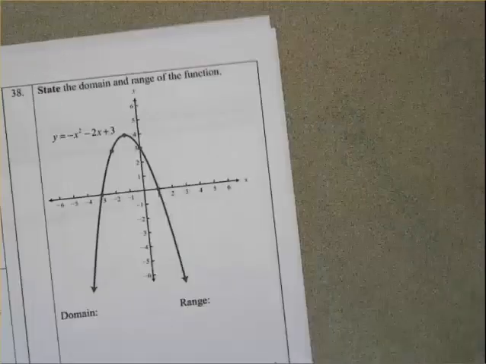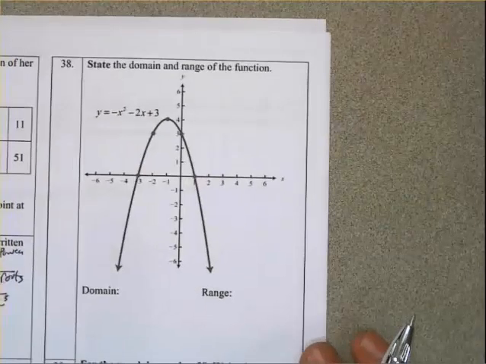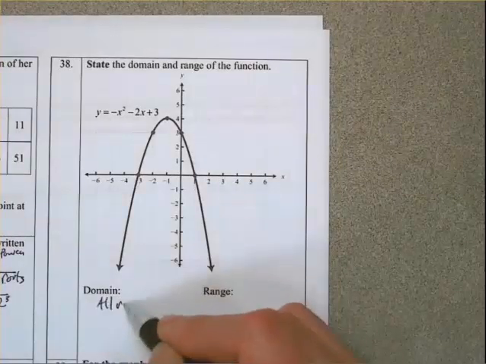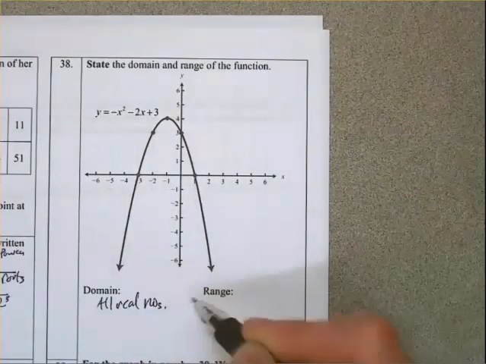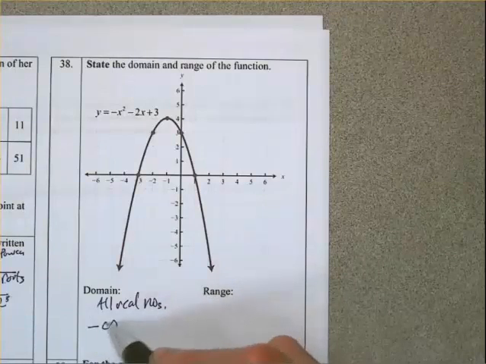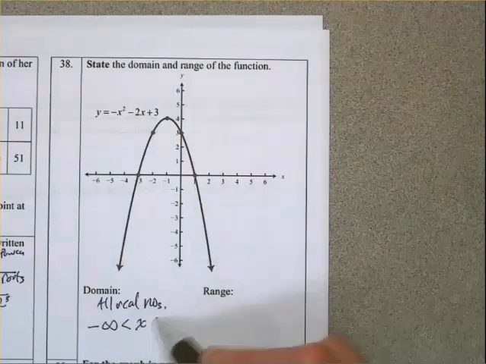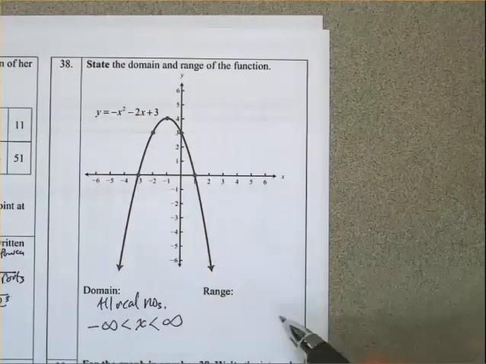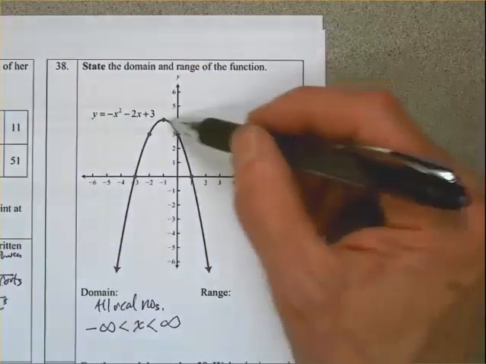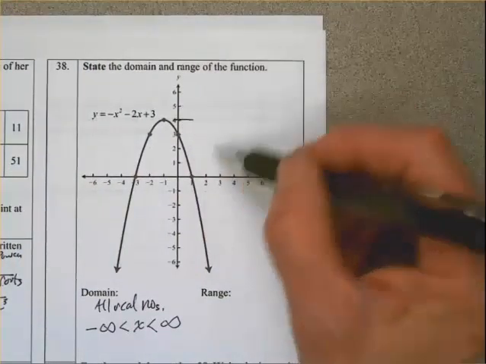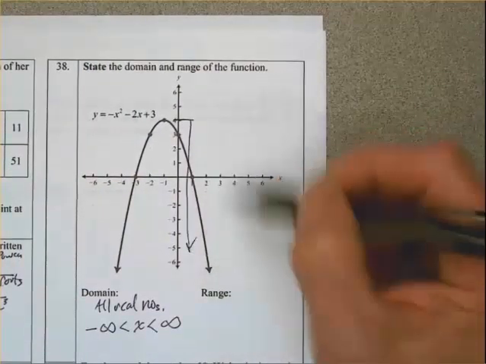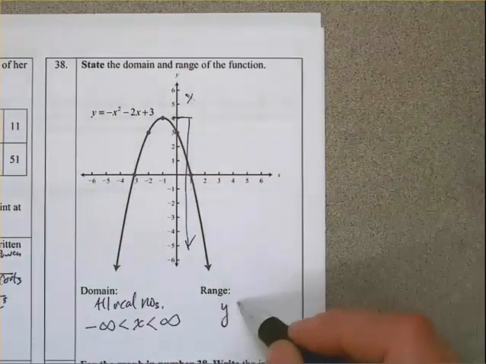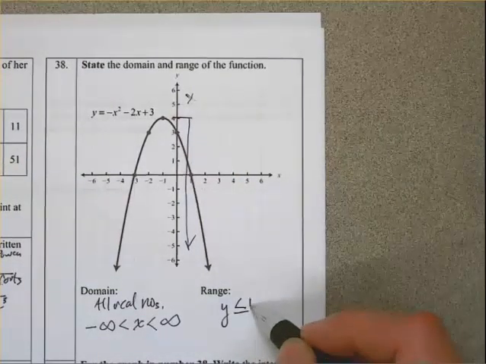Okay, 38. State the domain and range. Well, most of us have figured out that the domain has to do with x, and it's all real numbers. However, on the final, it will be written like this, from negative infinity to infinity. So x runs from negative infinity all the way to infinity. The range, on the other hand, has to do with the y's, and in terms of the y-axis, I'm only using this part of it. I'm not using that part at all. So y is less than or equal to 4 is the answer.